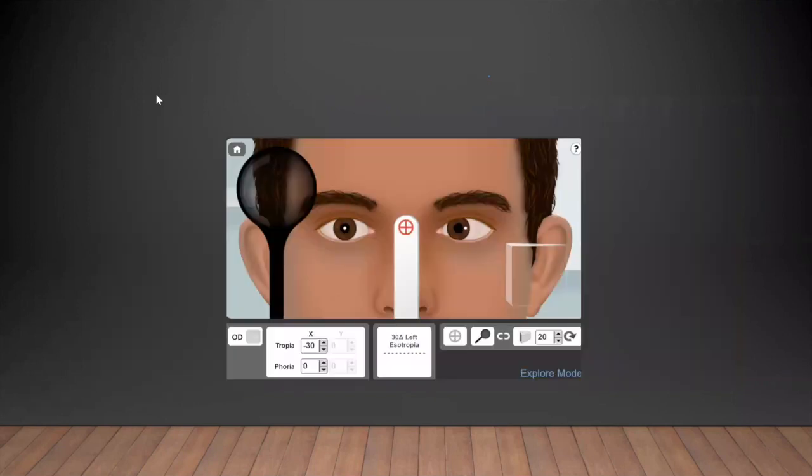So if I were to take you through this, you're seeing that the patient is fixing with the right eye. Can someone tell me what does this squint look like based on the Hirschberg's corneal reflex test?